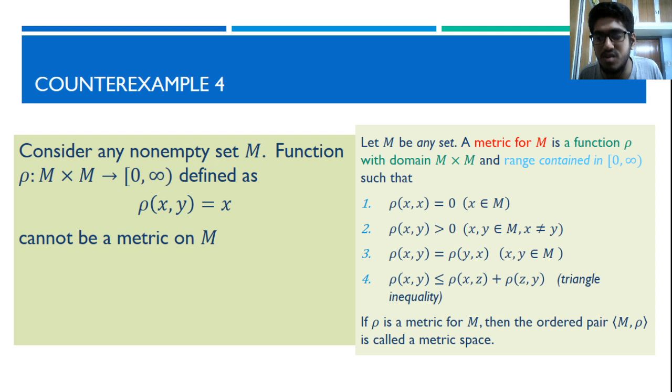Mahesh just pointed out that the first condition is not satisfied here because rho of (1, 1), if m is equal to r, rho of (1, 1) will be equal to 1, which is not equal to 0.